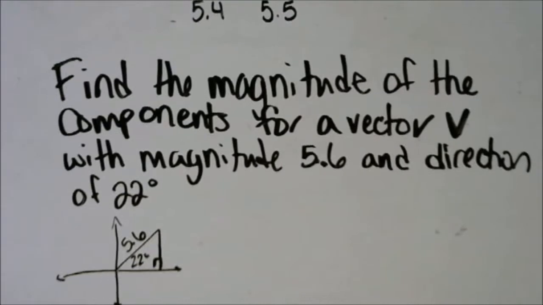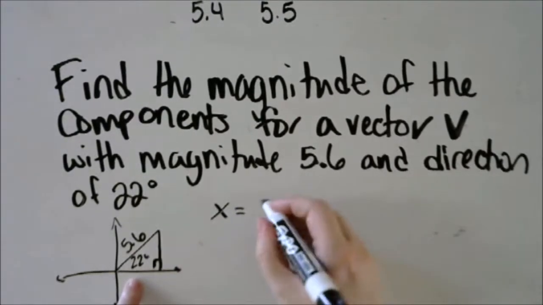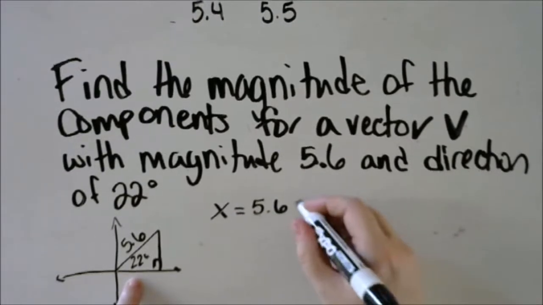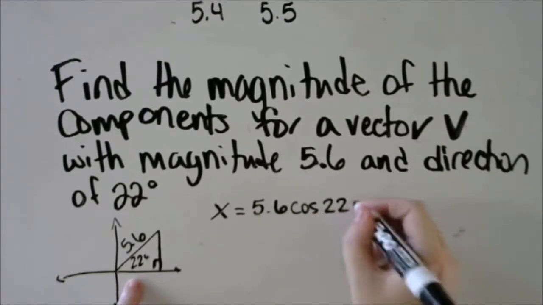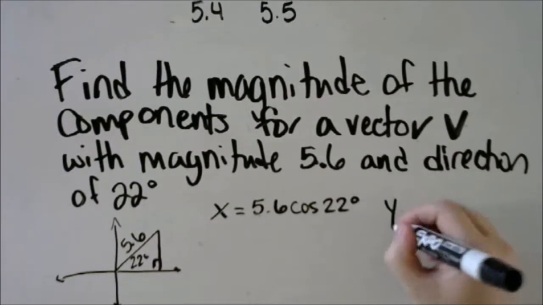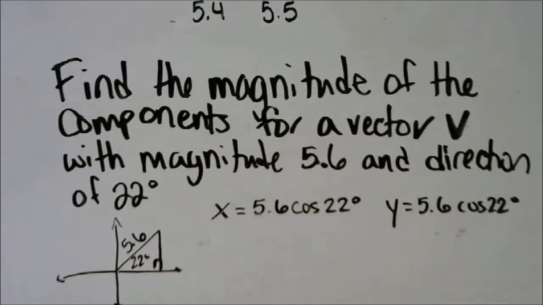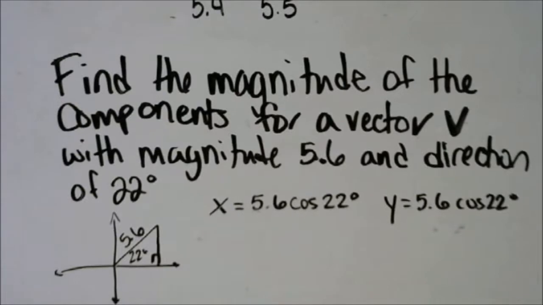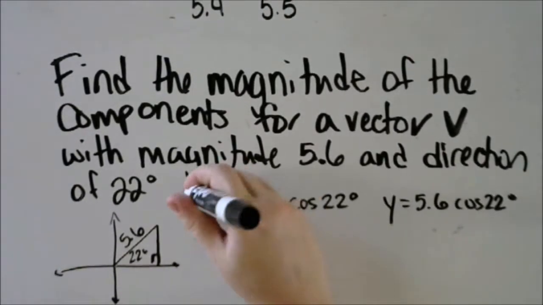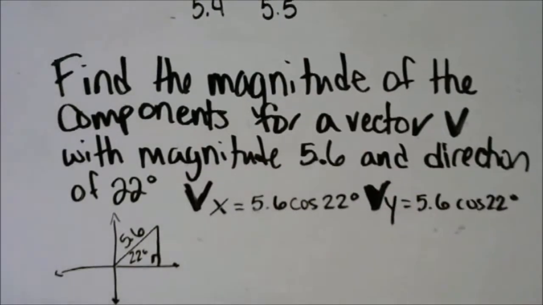Well, I know the horizontal component is cosine, so I can write x equals 5.6 cosine of 22. And the vertical is sine, since it represents the opposite side. I can write y equals 5.6 sine of 22 degrees. So all I need to do at this point to find the magnitude of these components, let's use the notation Vx and Vy, is to calculate it.